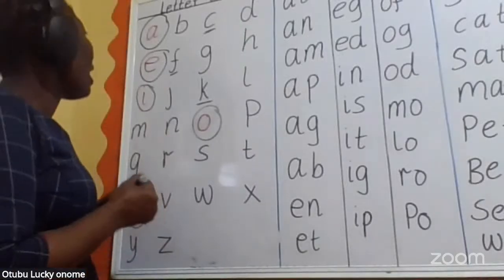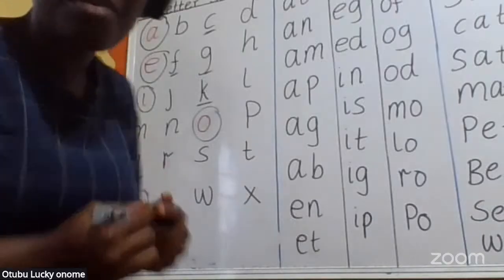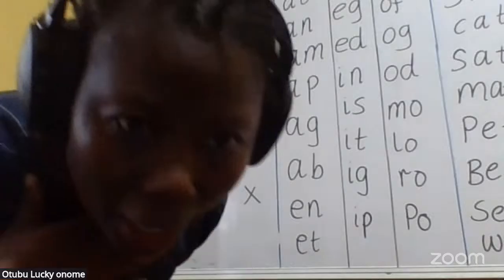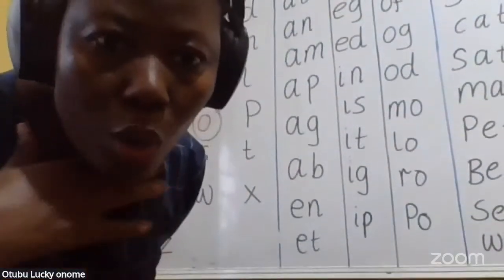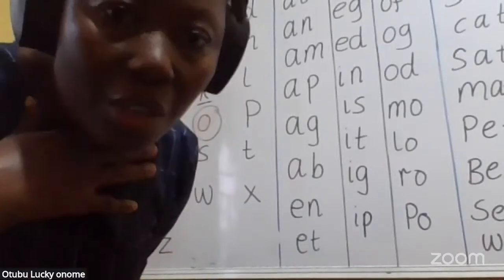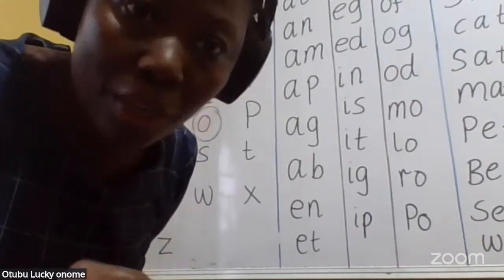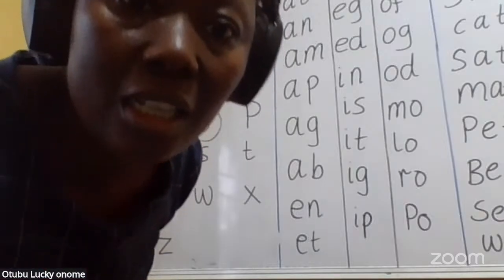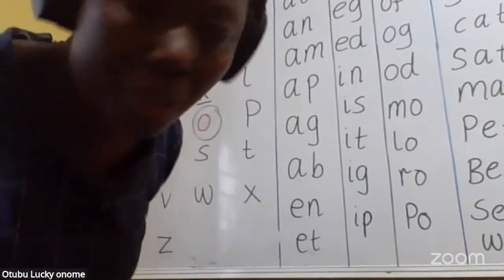The next sound we have is g, g, g. When you are pronouncing this sound, there's a vibration in your throat. When you put your hand on your throat and go g, g, g, you will feel the vibration. If you say it correctly, you will feel a vibration when you say this sound. You don't need to open your mouth too wide when you're pronouncing it.